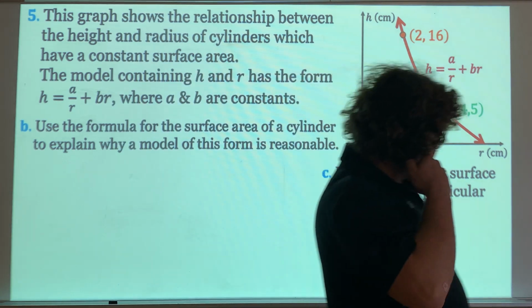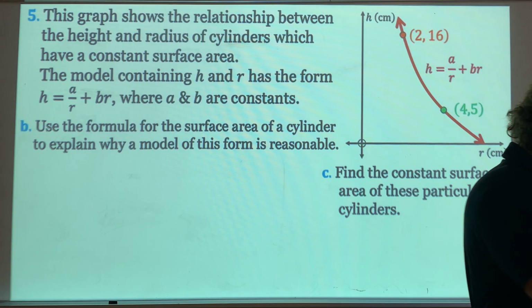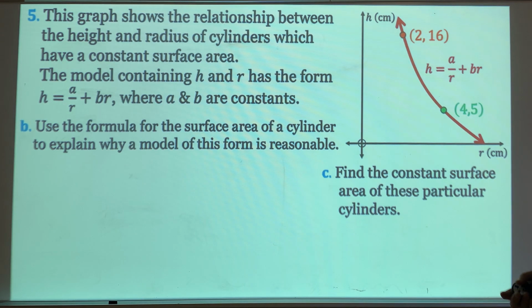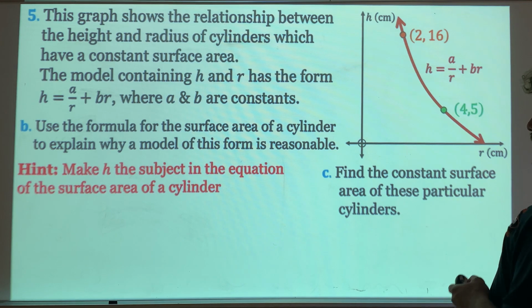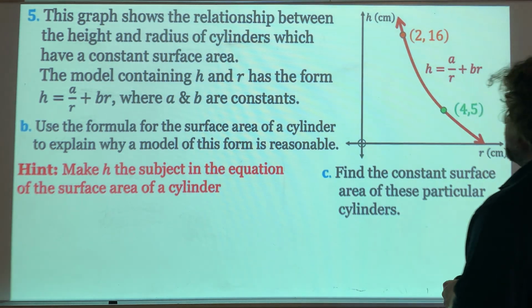B, use the formula for the surface area of a cylinder to explain why the model of this form seems reasonable. All right, so let's see why this seems reasonable. Anyone have an idea? Surface area of a cylinder. Anyone know the formula? Give me a hint. Make H the subject of the equation.